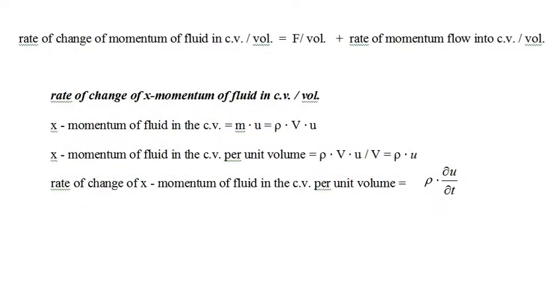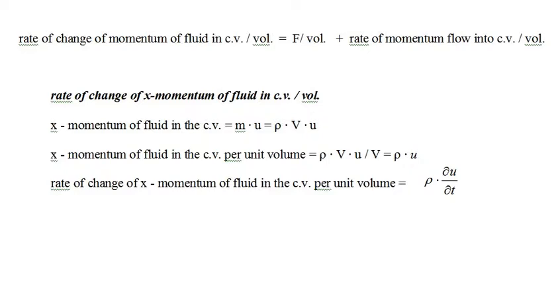Now we'll go through the terms in the Reynolds transport theorem one by one. The first term is the rate of change of momentum of the fluid in the control volume. The x momentum of the fluid in the control volume is the mass of the fluid times its x direction velocity. That is rho times v times u, where rho is the density of the fluid, v is the volume of the control volume, and u is the x direction velocity of the fluid at the point x comma y in the center of the control volume.